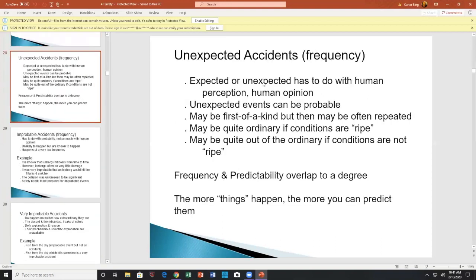So you have expected, unsuspected, which has to do with human perception and human opinion. Unexpected events can be probable, maybe a first of a kind, but then again, maybe often repeated. Maybe quite ordinary if conditions are ripe, maybe quite out of the ordinary if conditions are not ripe. Frequency and predictability sort of overlap. The more things happen, the more you can expect them to happen.